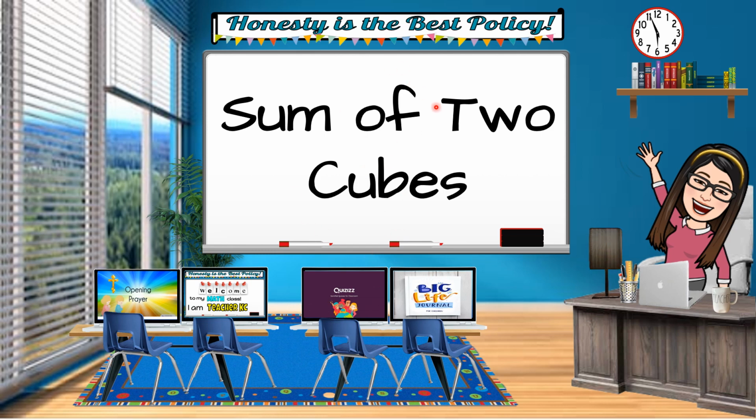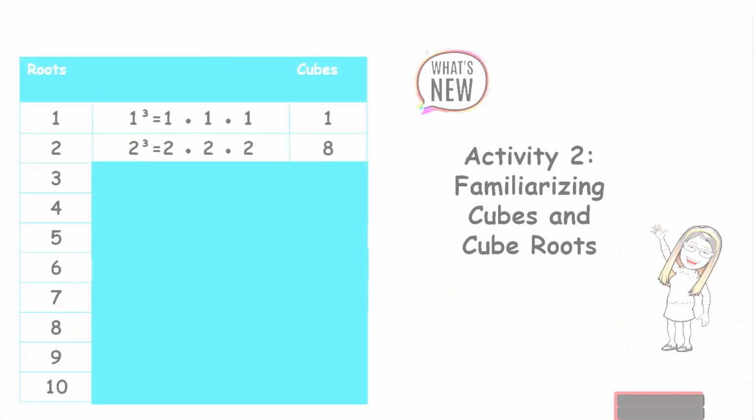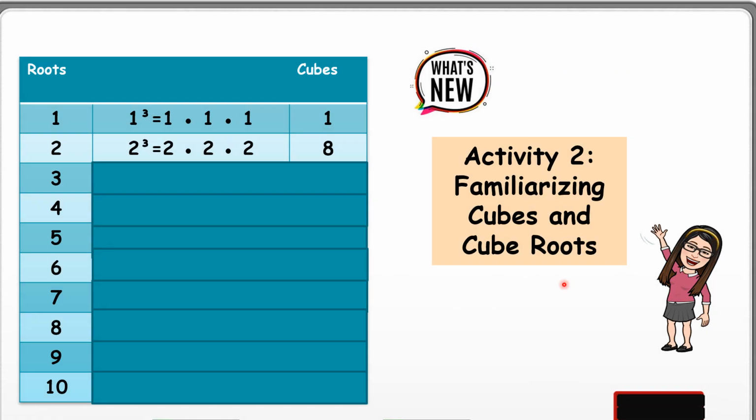Alright, let's proceed to sum of two cubes. For this, you need to familiarize yourselves with finding cubes and cube roots. So, when we say cube, you are multiplying the number thrice, tatlong beses, sa sarili niya.